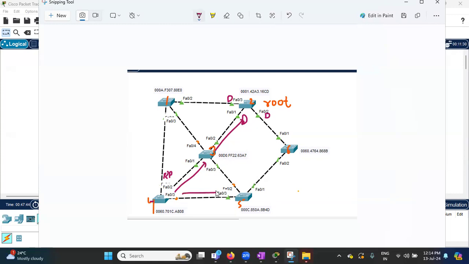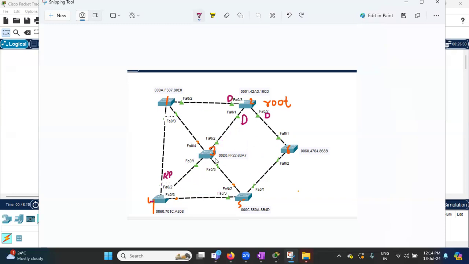You are going 38, then 19, 38 plus 19. You have a lot of cost, this way, this way, this way. So a lot of ways are there. Okay, so fine. You need to identify the root port.